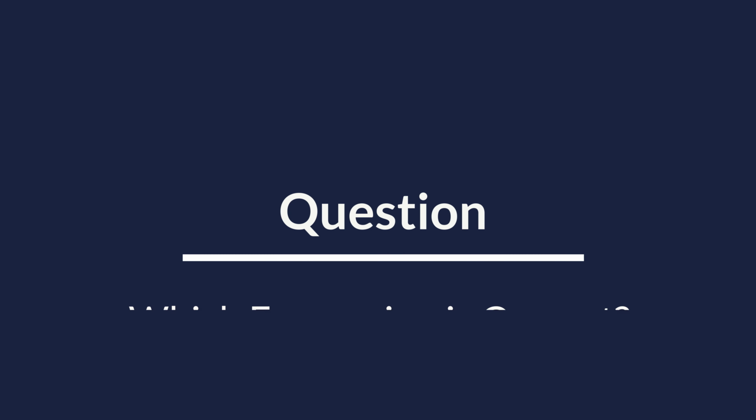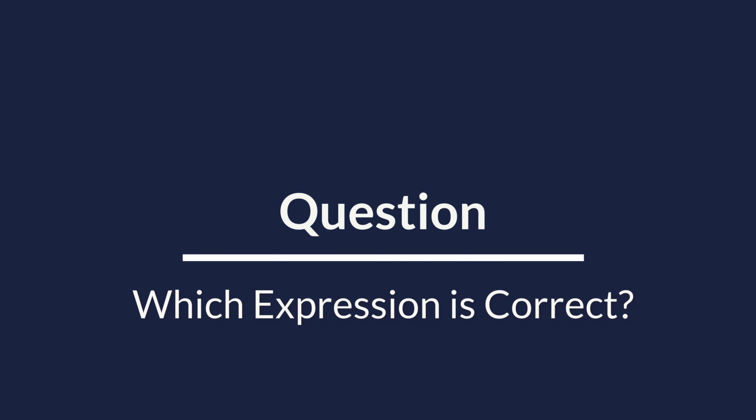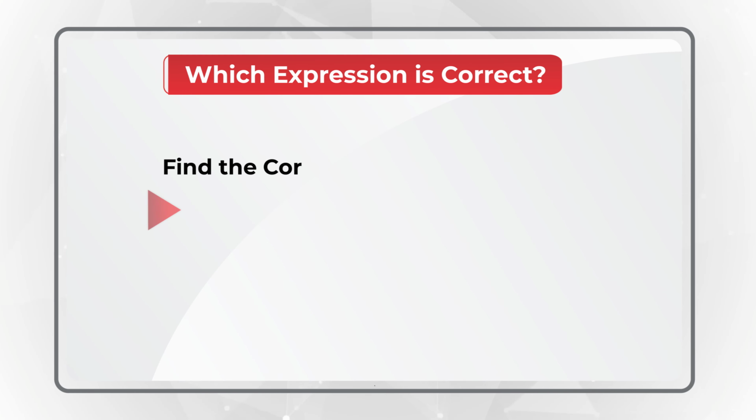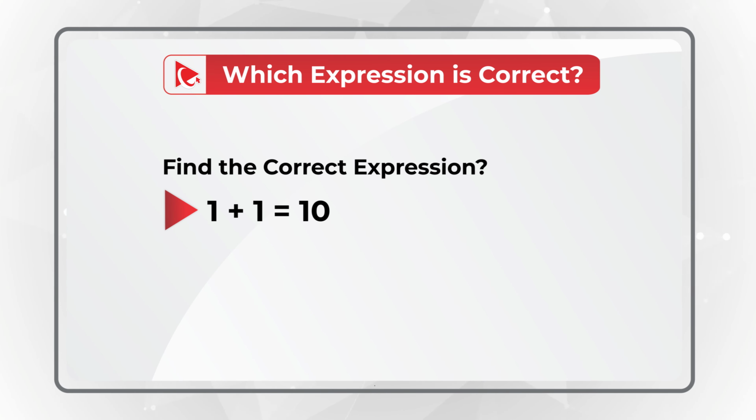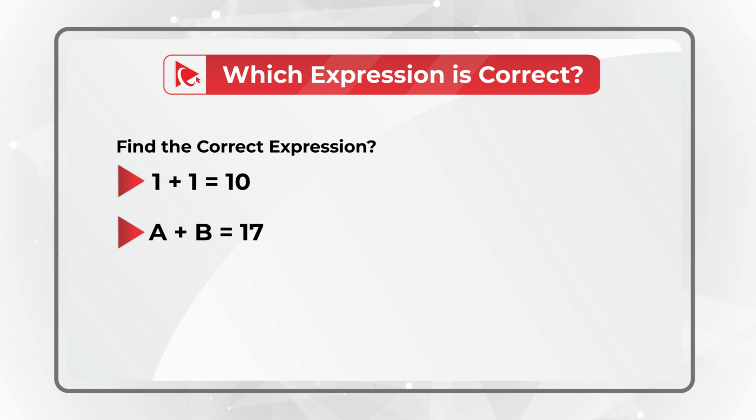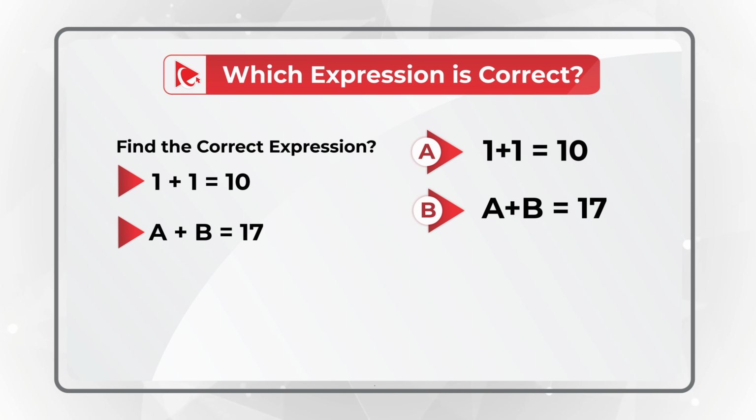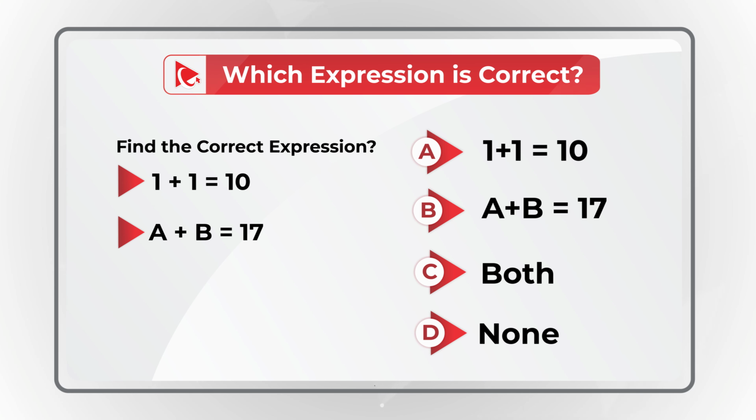Here's a very unusual question which is frequently used in a test. You need to find the correct expression, and you're presented with choices: 1 plus 1 equals 10, and second choice, A plus B equals 17. You have 4 different options to choose from. Choice A, 1 plus 1 equals 10 is the correct expression. Choice B, the correct expression is A plus B equals 17. Choice C, both of these expressions are correct. And choice D, none of these expressions is correct.